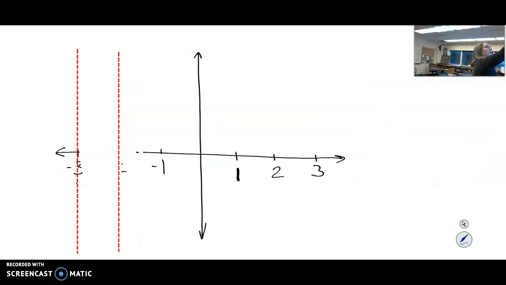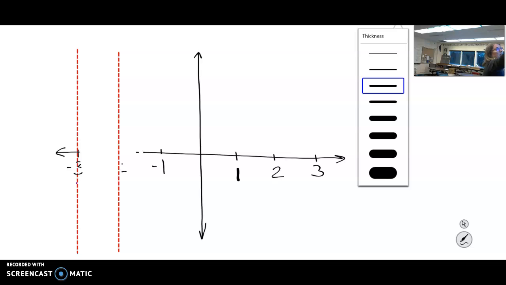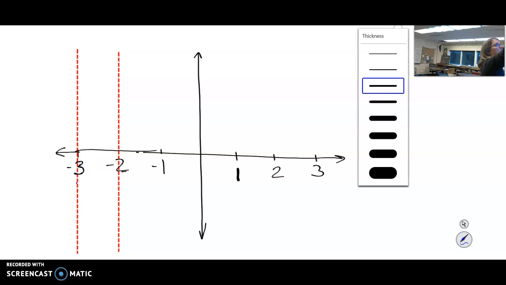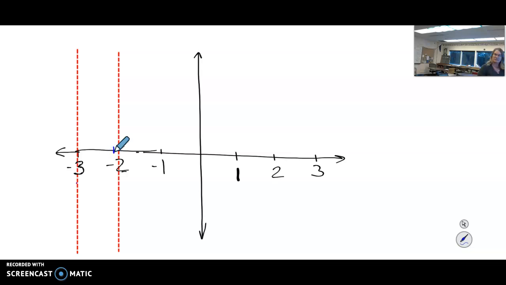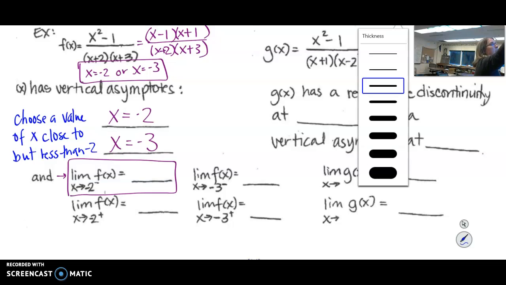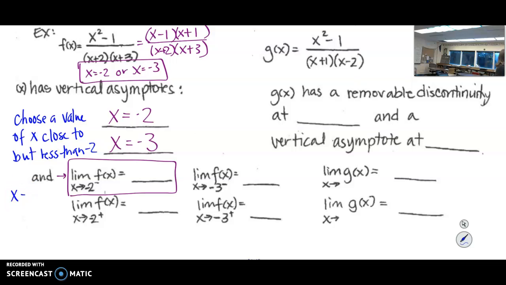So here, oops, how did that get erased? All right, so we have -2 right here, -3. Oh, I guess I erased those asymptotes. That's how. All right, so if I go to the left of -2, really close to -2 but on the left side, that's going to be even more negative. So let's pick a value of x like -2.1. So we choose a value of x that's really close to -2 on the left side. You don't want to go to -3, that's too far away. You want to go close. So let's pick x equals -2.1.